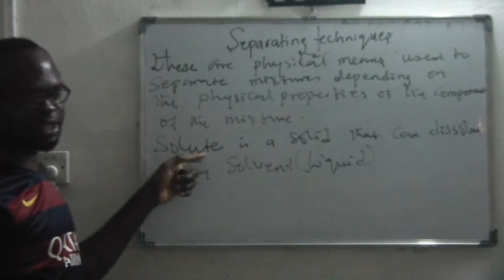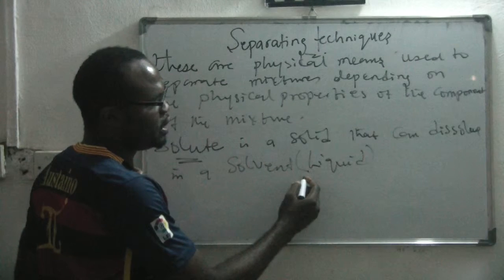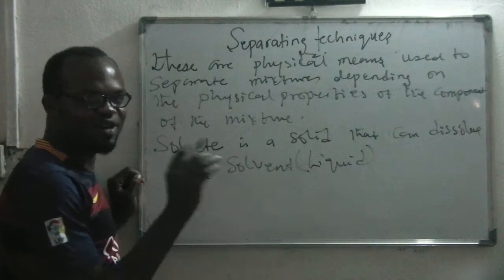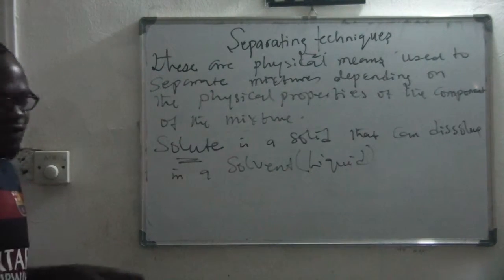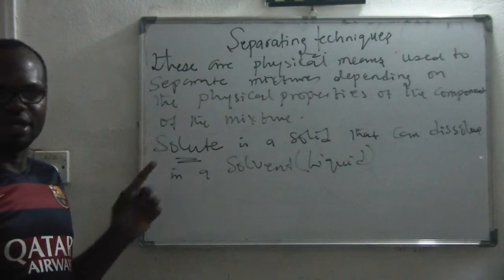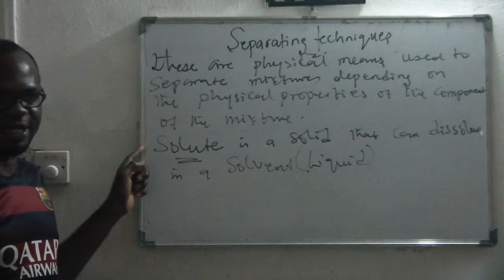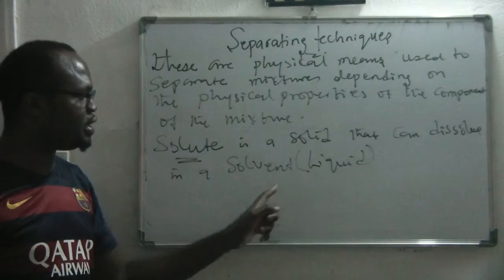An example of a solute is common salt. An example of a solvent is water. You understand? Yes. Common salt can dissolve in water. Any solid that can dissolve, we call it a solute. The one that cannot dissolve, you say that it is insoluble. But the one that can dissolve, we call it a solute. It dissolves in a liquid known as a solvent. Is that clear? Yes.